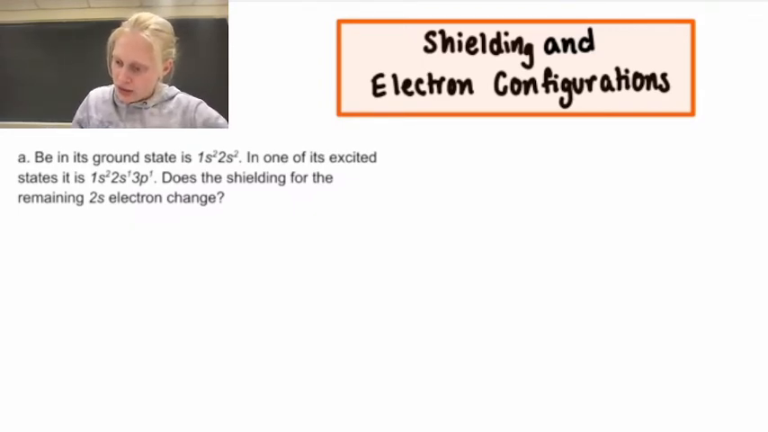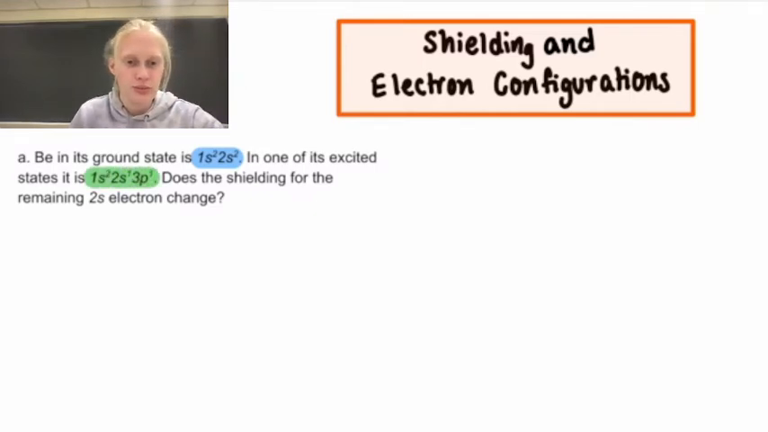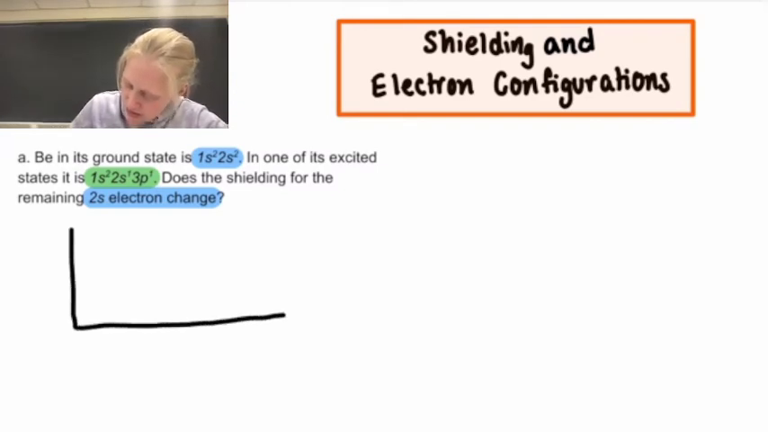So beryllium in its ground state is 1s2, 2s2, and in one of its excited states is 1s2, 2s1, 3p1. And it's asking if the shielding for the remaining 2s electron changes. Okay, so I'm going to start by sketching a picture of the radial distribution functions of the atomic orbitals involved.